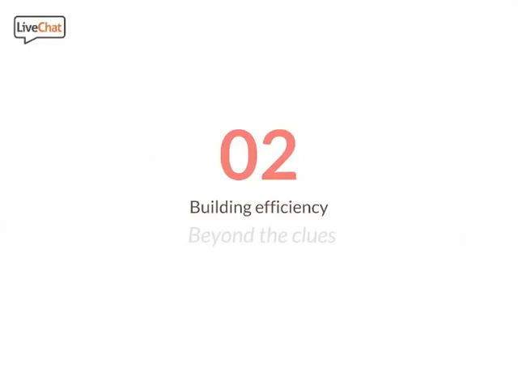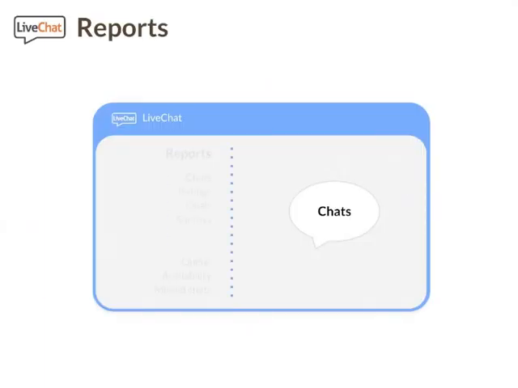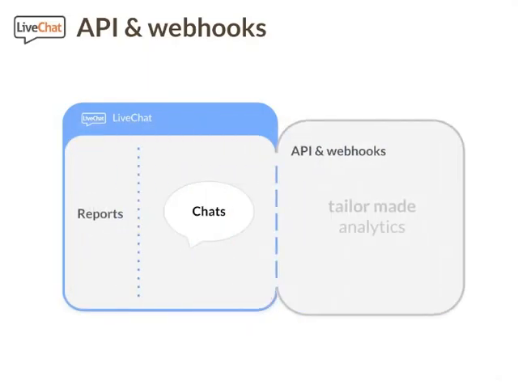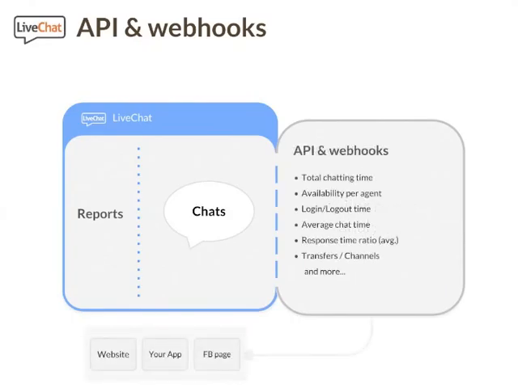Right, building efficiency beyond the clues. Now we know that we've got reports in LiveChat. Let's talk a little bit more about Tailor-Made Analytics. In here, we've got reports on the left-hand side, and we add in another block which is called API webhooks. That allows you to make tailor-made analytics. They give you custom metrics beyond the reports.